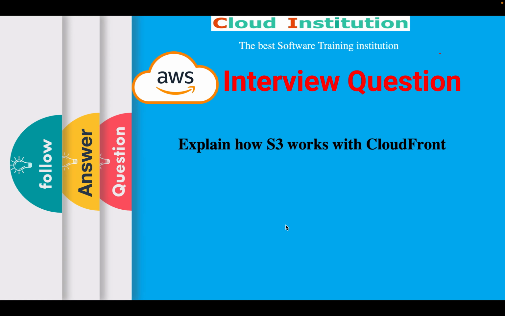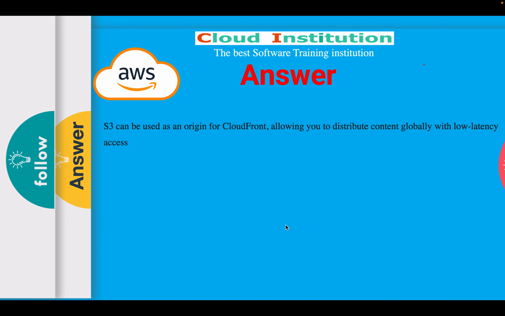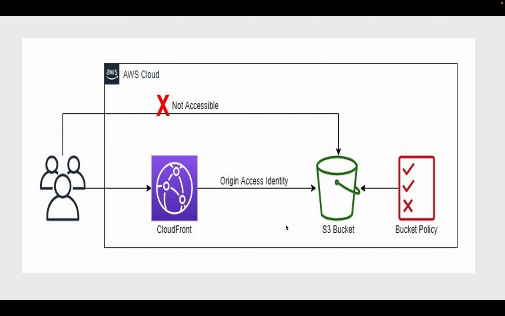Now the answer for this question is going to be: S3 can be used as an origin for CloudFront, allowing you to distribute the content globally with low latency access. So what do you mean by the CloudFront distribution? CloudFront is nothing but a service used to distribute the content globally. So what do you mean by distribution?